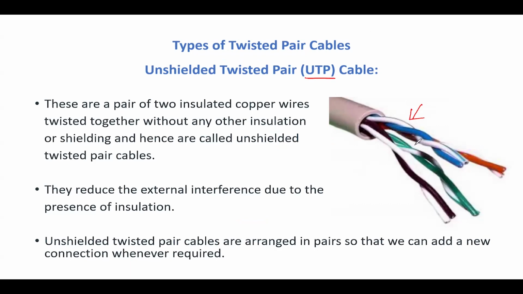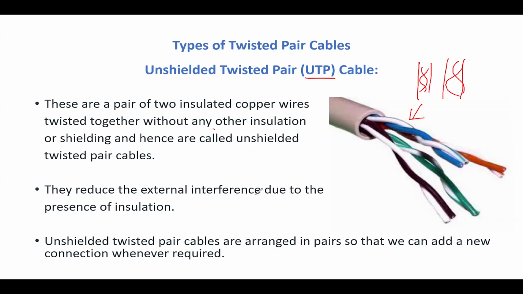These are pairs of two insulated copper wires twisted together without any other insulation or shielding, and hence are called unshielded. Usually we see these two twisted pairs like this; if there is no shielding around each one of them, then it is called unshielded. As you can see here, they are not shielded from each other. They are very plain here. That's why it is an unshielded twisted pair.